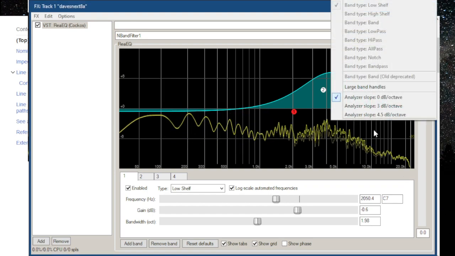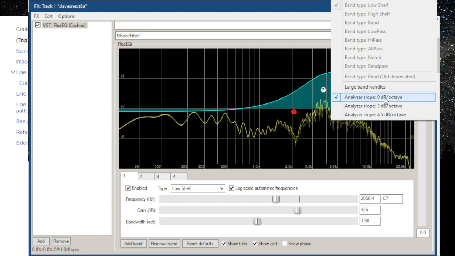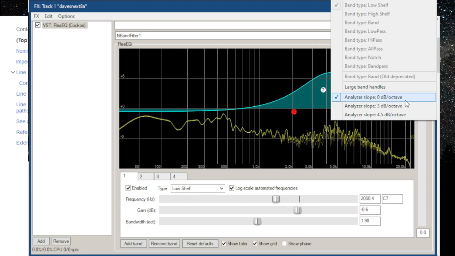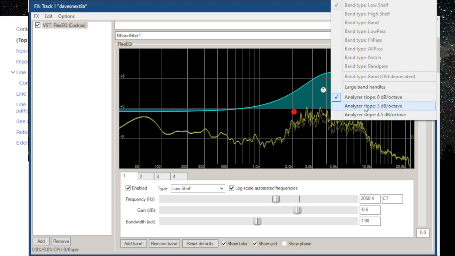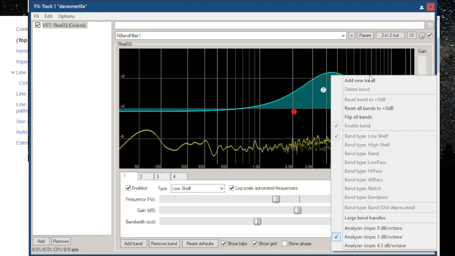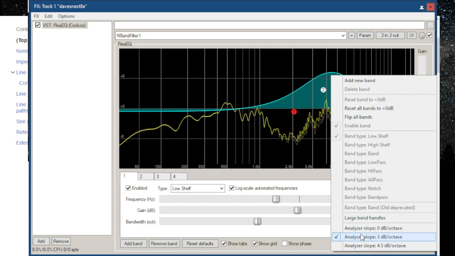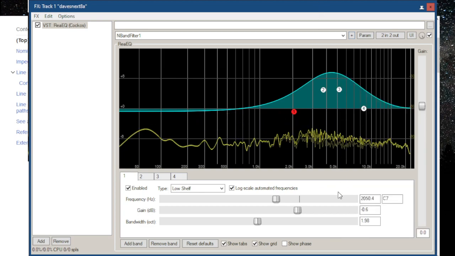I can add a new band. Analyze the slope, 0 dB per octave. What if we changed this? 3 dB per octave is a standard slope. So I don't know exactly what that's all about.